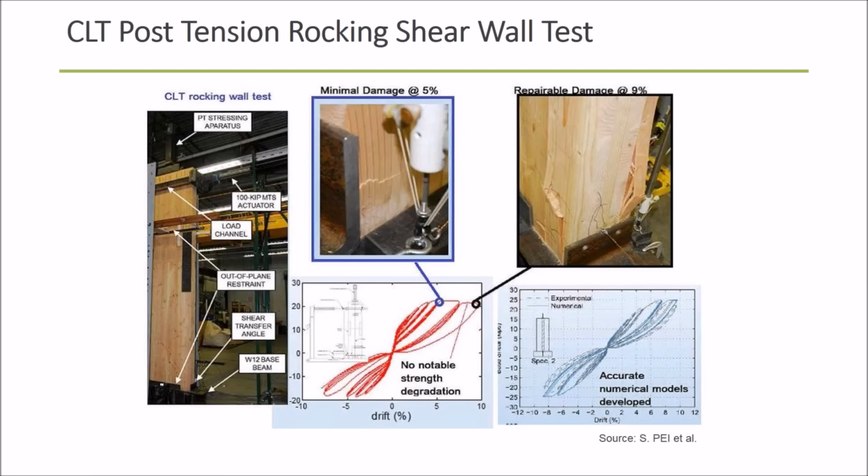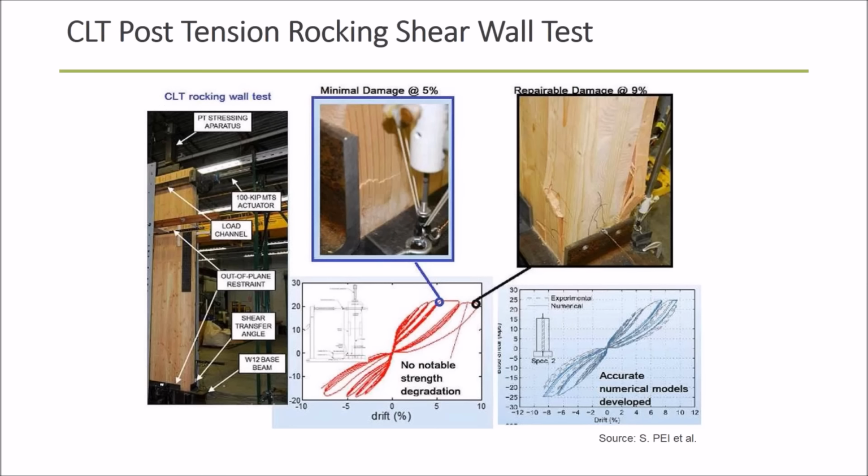So these are pictures of researchers that, well, low damage. Well, yeah, this is the crushing of the toe of the wall at 9% interstory drift. So if you're testing something, you test it until you really do damage it. But the intent of these is to be designed for low to no damage under design level earthquakes.